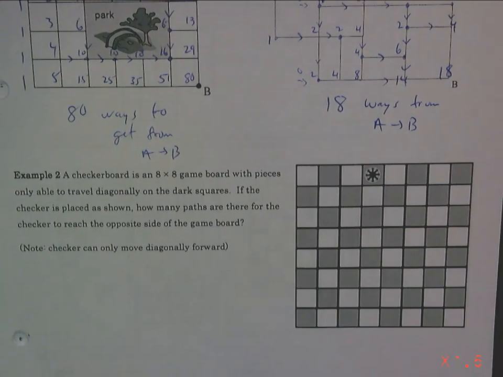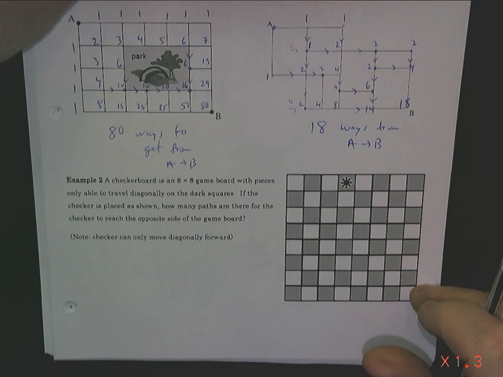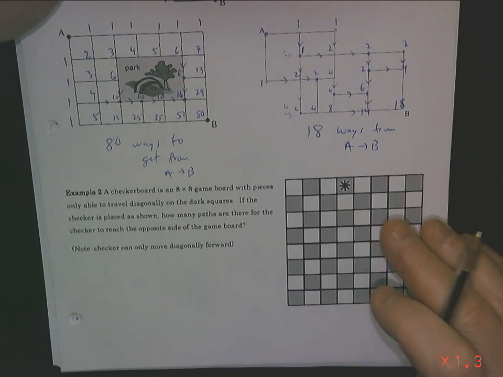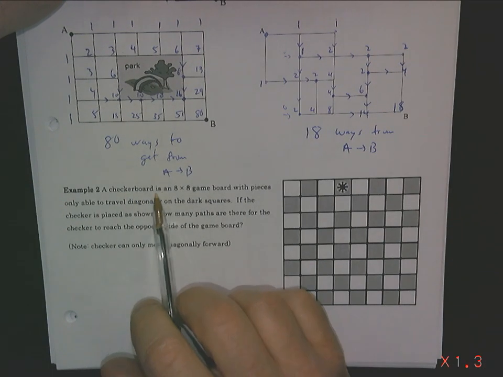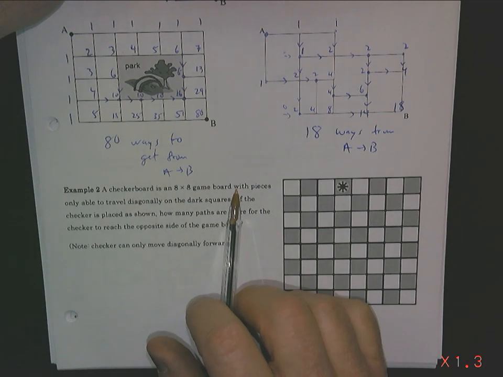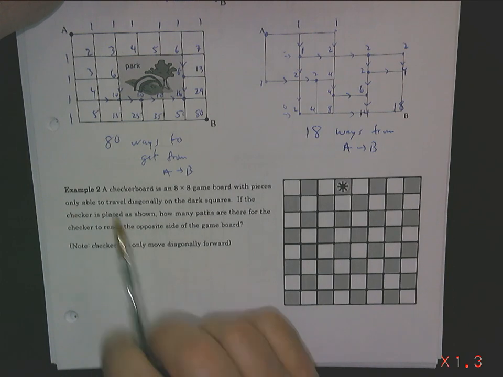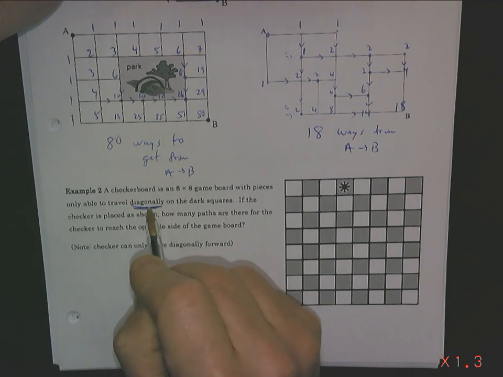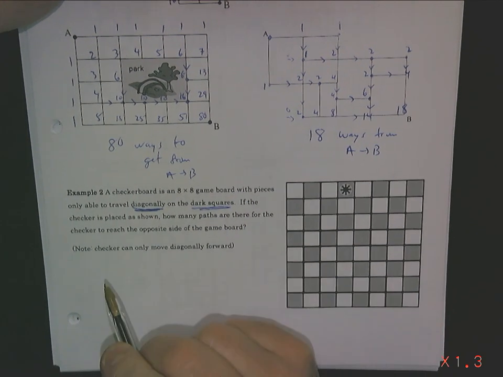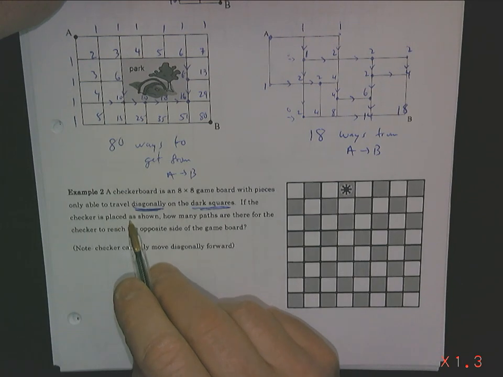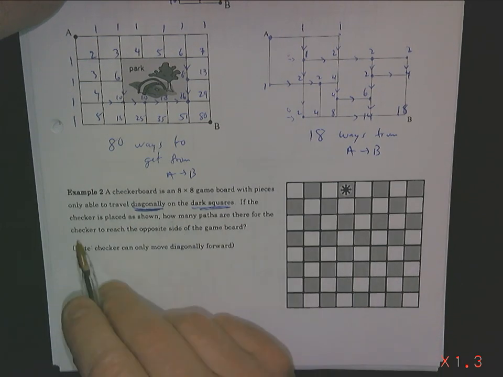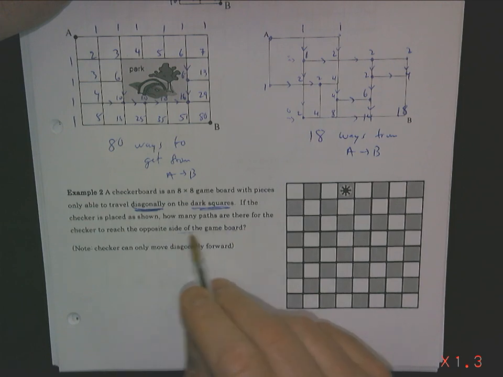So those are pathway questions. Next example here is a checkerboard example. It's the last one before you're off to play. A checkerboard is an 8x8 board game, with pieces only able to travel diagonally on the dark squares. If the checker is placed as shown, how many paths are there for the checker to reach the opposite side of the board?